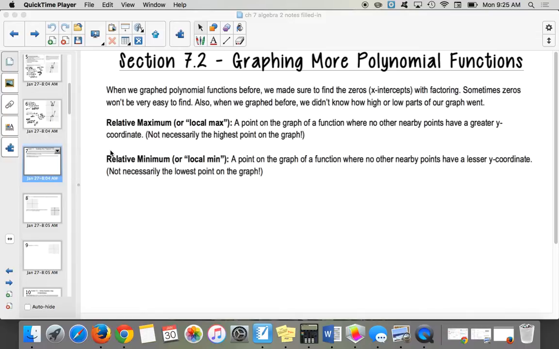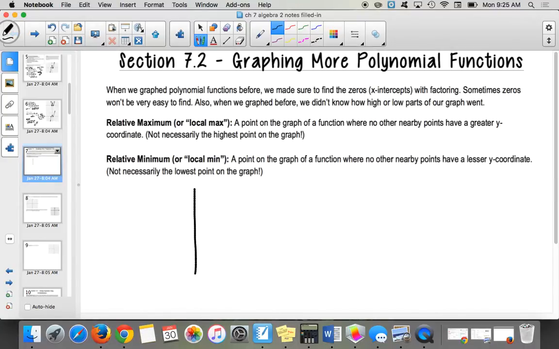So we're not going to find that exact value in this class, but we can do some things to estimate it. So a relative or local max is just a point on the graph of a function where no other nearby points have a greater y value. So if you have something like that, then in this general area, that would be called a relative max or local max. Now notice that is not the highest point on the entire graph, because with my end behavior, I've drawn it going off forever to the right, correct?